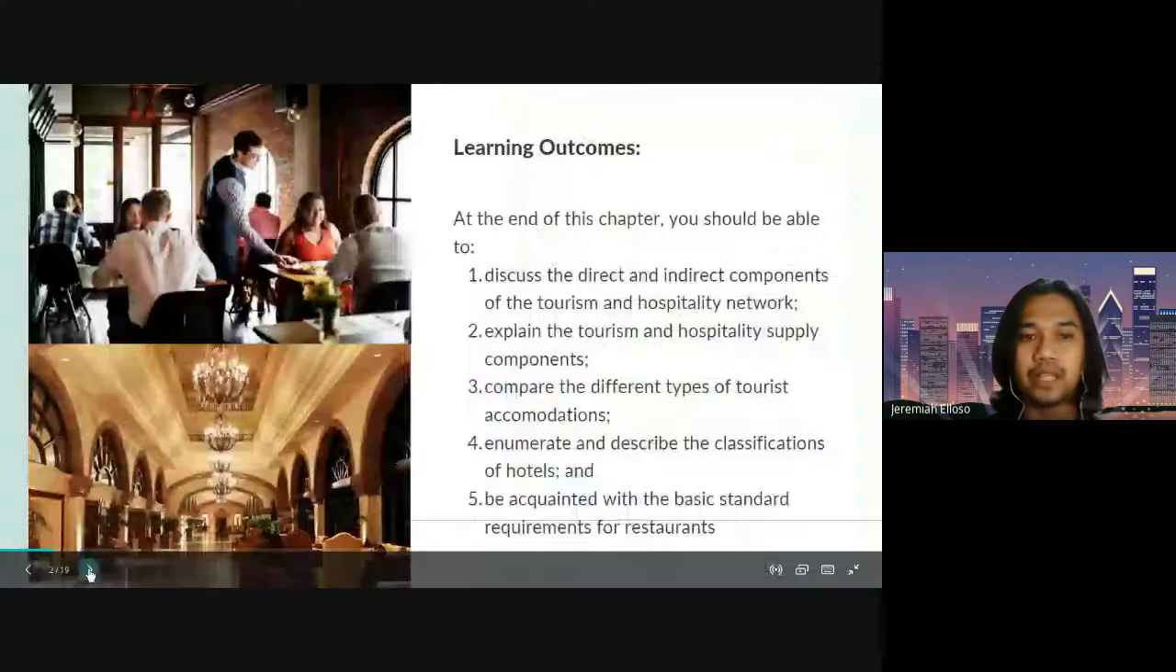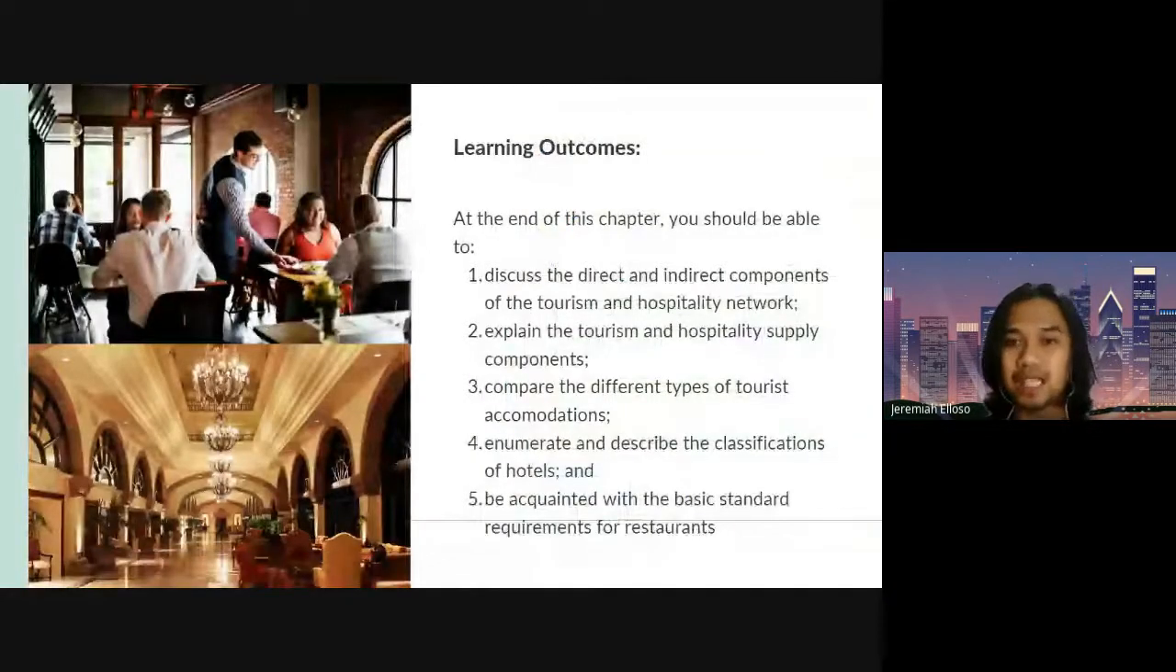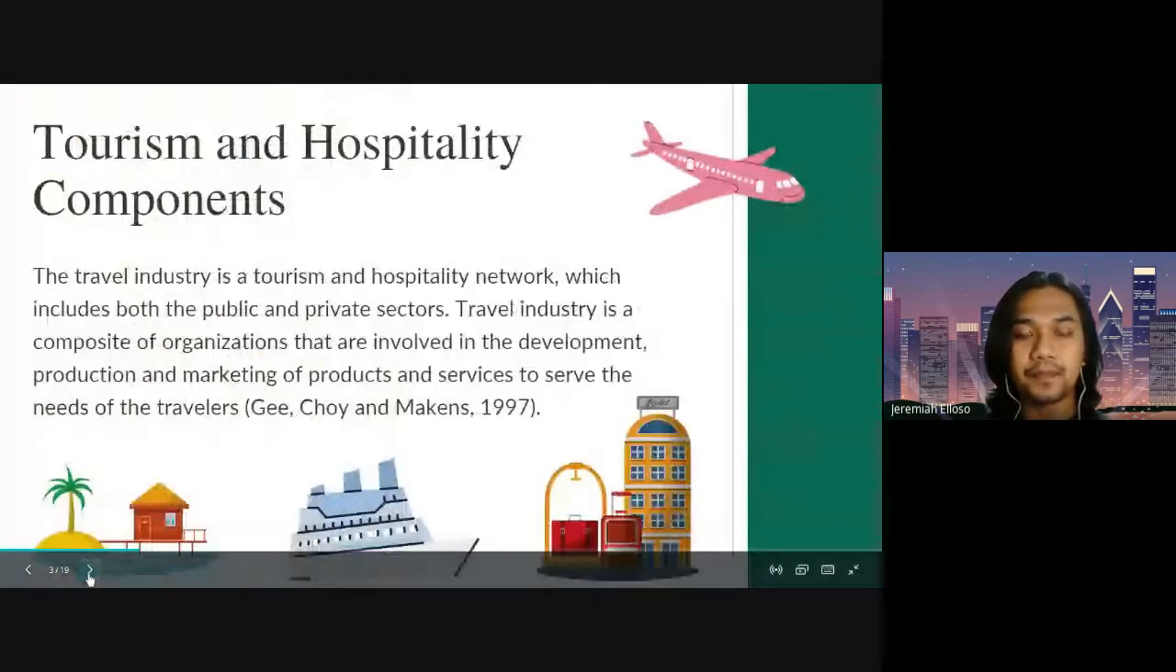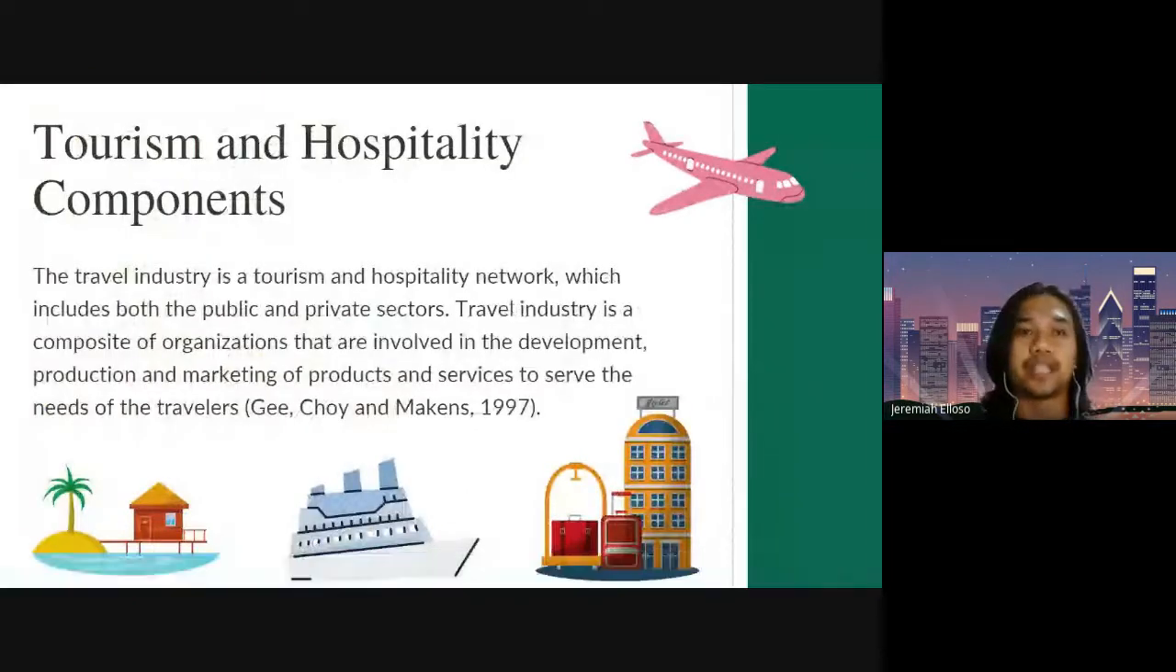So our learning objectives at the end of this chapter, you should be able to discuss the direct and indirect components of the tourism and hospitality network, explain the tourism and hospitality supply components, compare the different types of tourist accommodations, enumerate and describe the classifications of hotels, and be acquainted with the basic standard requirements for the restaurants. Okay, so let us get started.